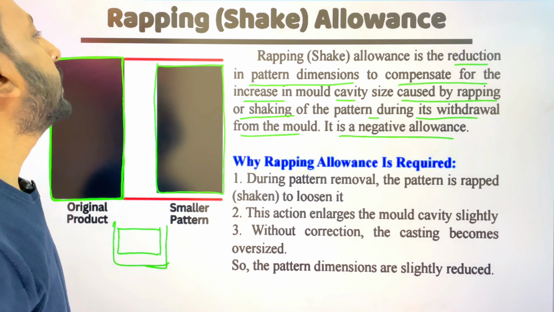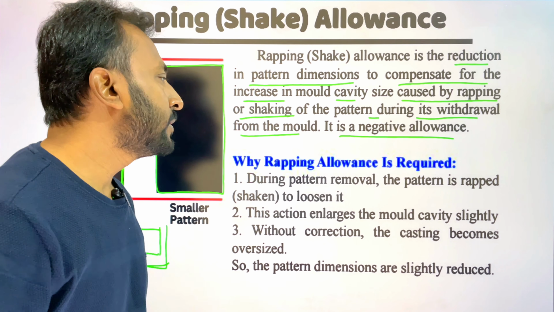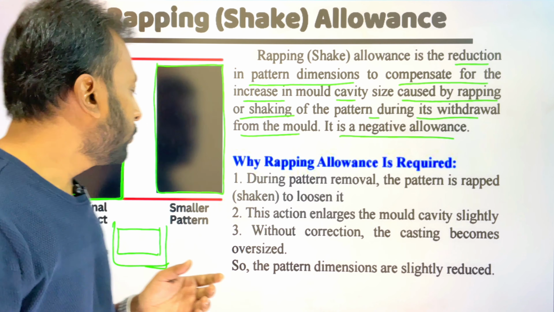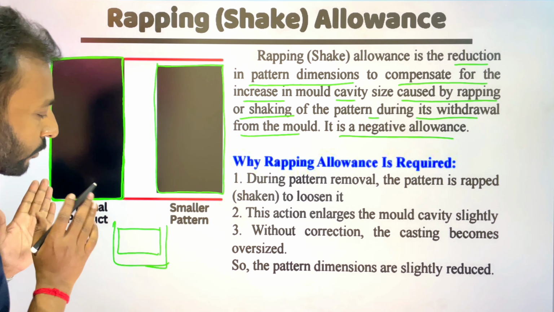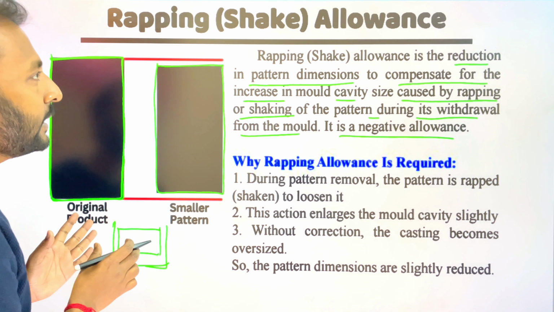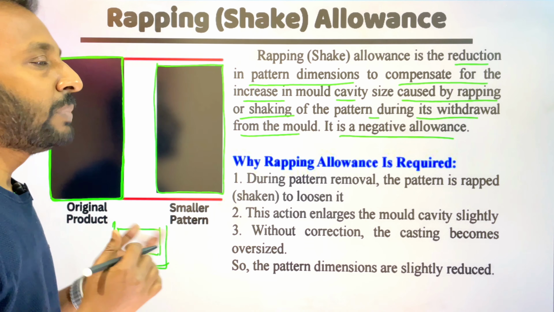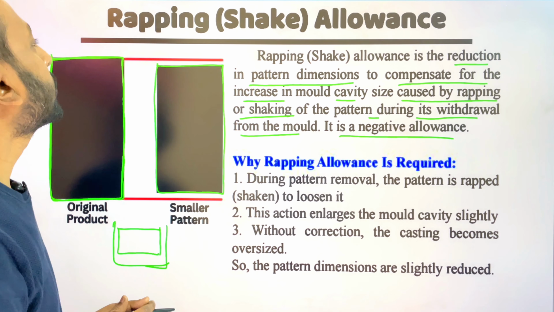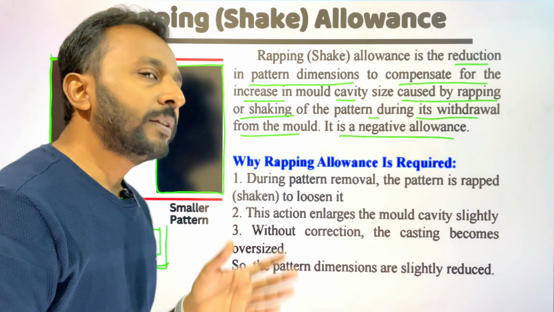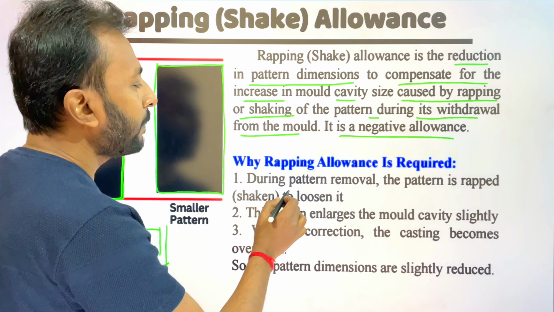So why is it called wrapping or shaking allowance and why is it required? Because when we are removing the pattern from the mold cavity, shaking occurs and the mold cavity gets bigger in dimension. That's why it is called shaking allowance. And why is it required? It is required during pattern removal.